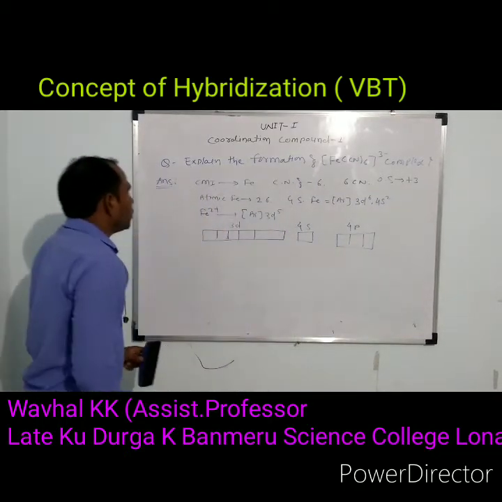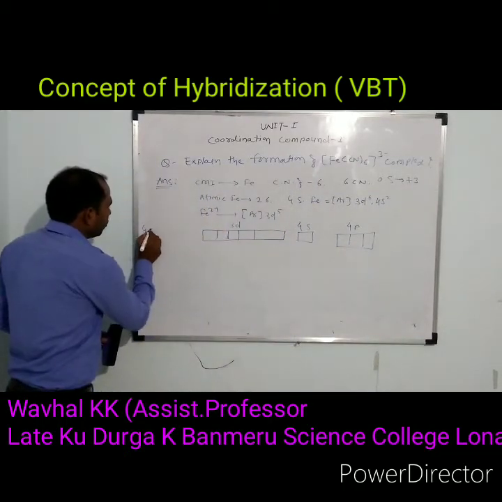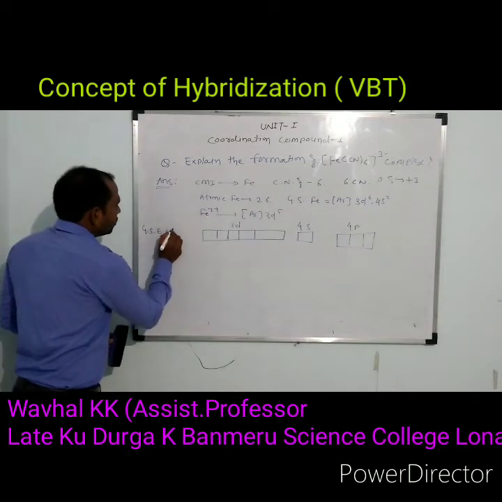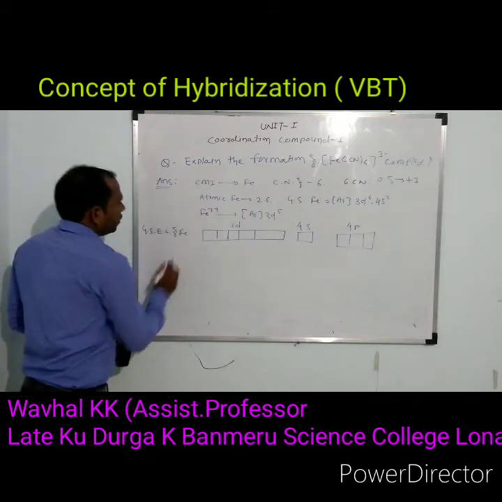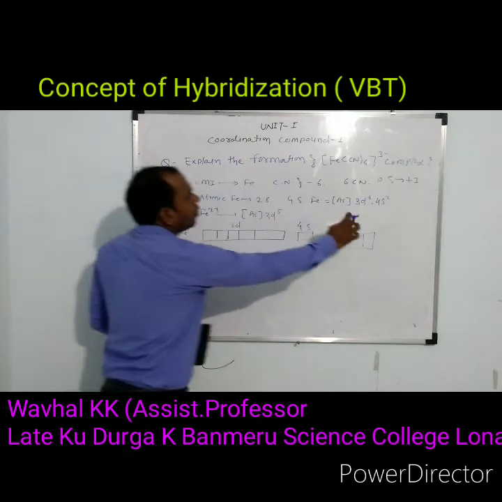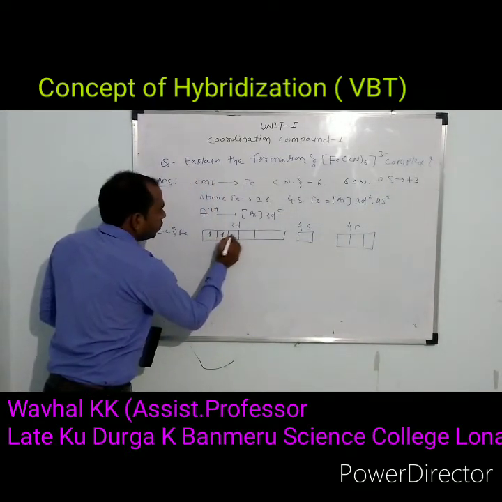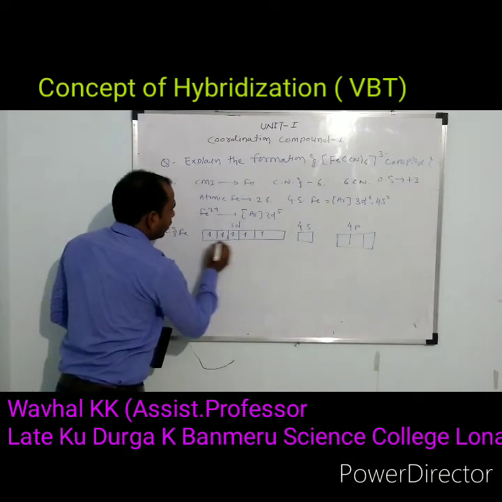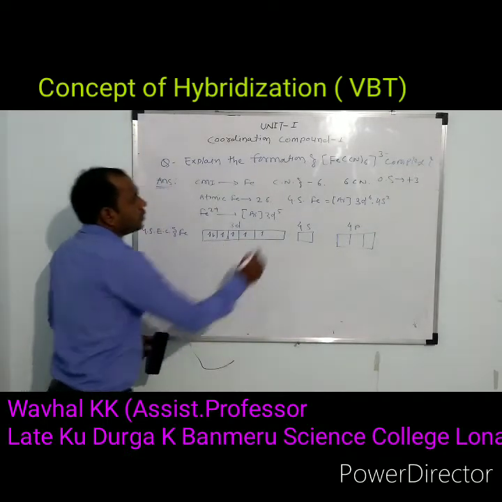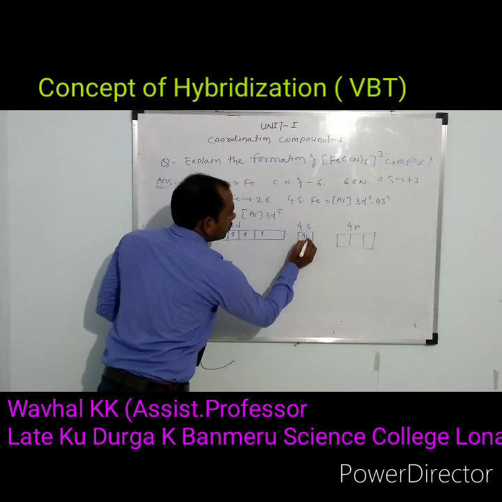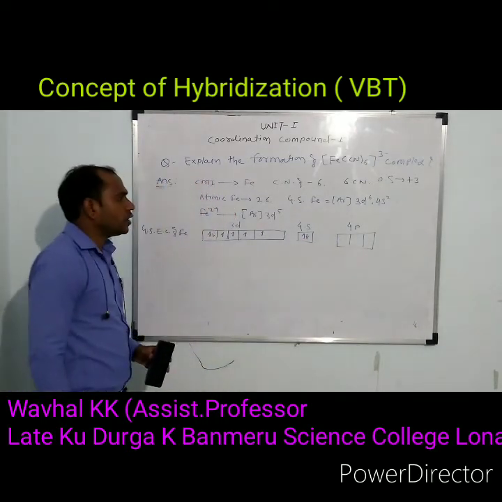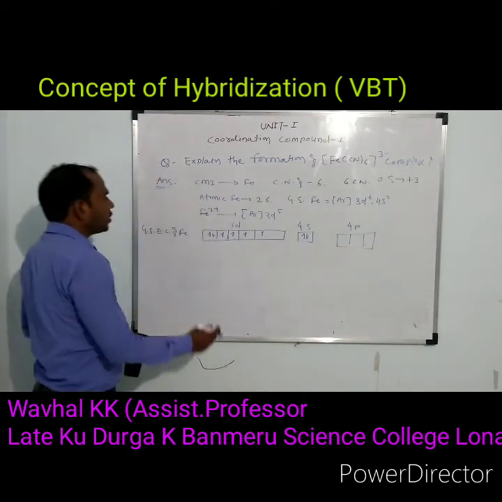See here, in the ground state electronic configuration of Fe, the total number of electrons in the d orbital is 6. I write here 1, 2, 3, 4, 5 and 6. Then 2 electrons are accommodated in the 4s orbital. Then the 4p orbital is vacant.